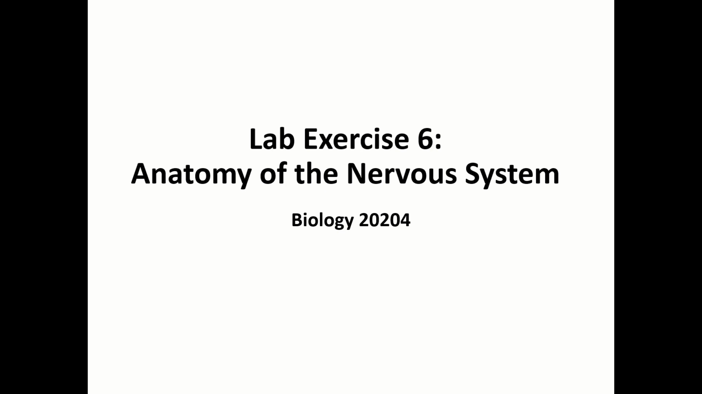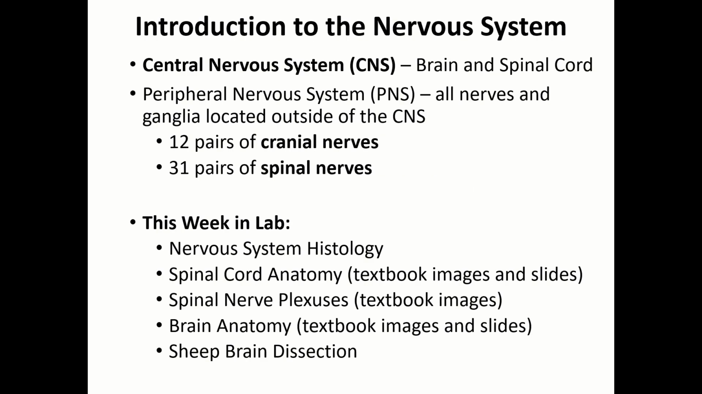In this week's lab, you're studying the anatomy of the nervous system. Please refer to lab exercise 6 for all items detailed in this video. To begin with, make sure you understand what's composing the central nervous system. This is just the brain and spinal cord, whereas everything else will be comprising what's known as the peripheral nervous system, or the PNS. This will include the 12 pairs of cranial nerves and the 31 pairs of spinal nerves you observed this week.